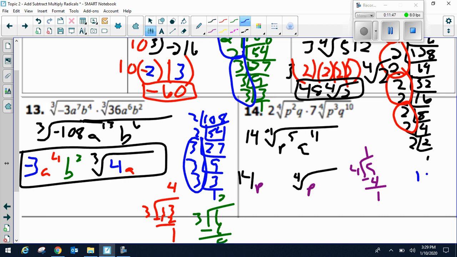Then you got the 11, and that's going to be divisible by 4 again. So that's going to be a 2 with the remainder of 3, which tells me 2 q's come out and 3 q's stay in.